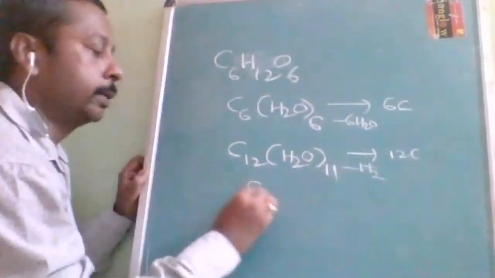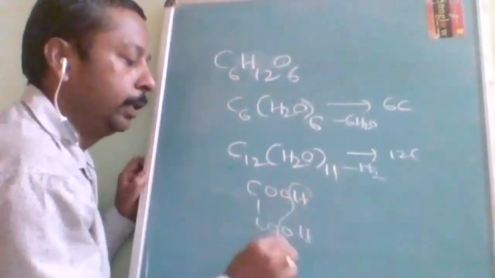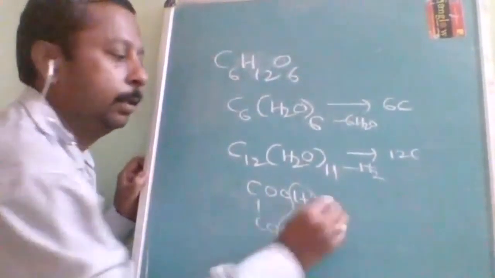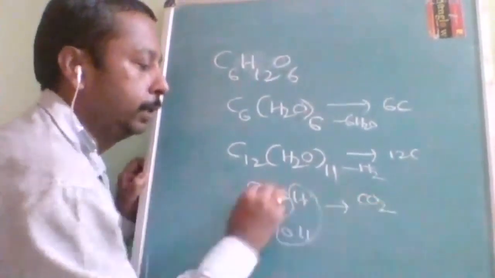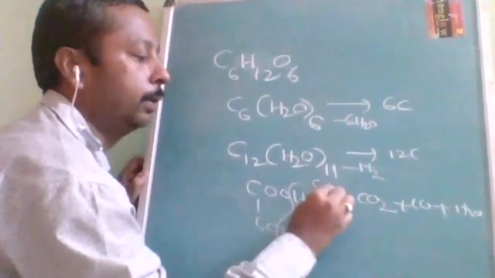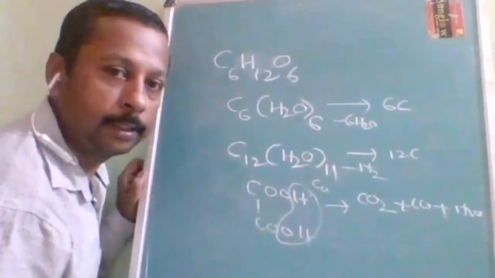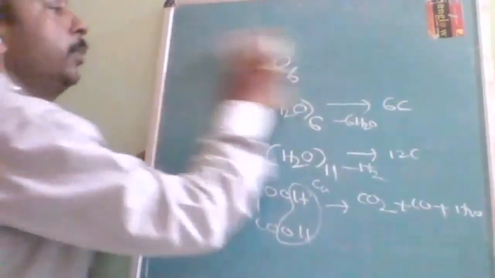Now let us take oxalic acid, COOH. One water molecule will be lost here. So what will be the product? CO2 plus CO plus H2O. What is the reagent? Concentrated sulfuric acid. Dehydrating properties understood, and now miscellaneous properties.